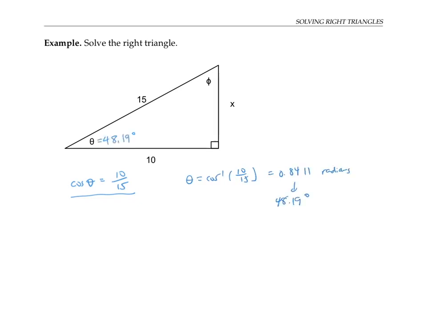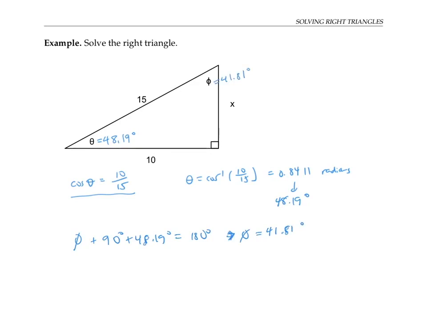48.19 degrees. To find the measure of angle phi, we could use the fact that sine of phi is 10 over 15 and take sine inverse of 10/15, but probably a little easier is just to use the fact that these three angles add to 180 degrees. That tells us that phi plus 90 plus 48.19 is equal to 180, which means that phi is 41.81.